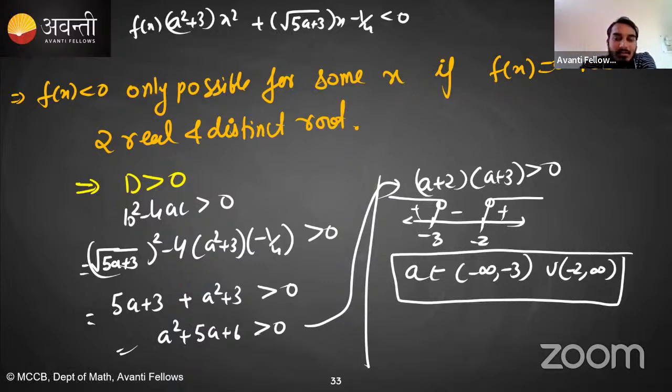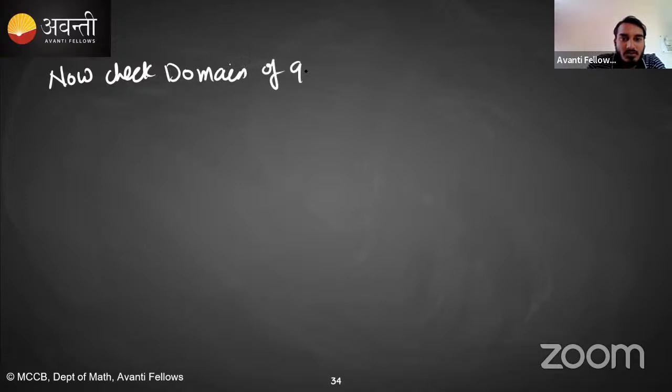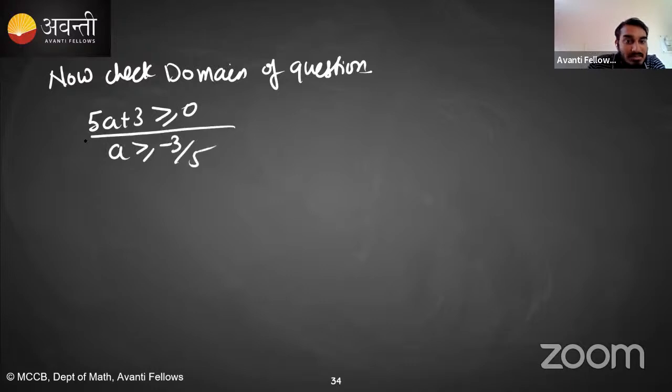Look at our question. In our question, we have square root of 5A plus 3. So first of all, this square root should also exist. So let's call this one answer 1. Now check the domain of the question. 5A plus 3 should be greater than or equal to 0. It means A should be greater than minus 3 by 5. So this is your domain of A.